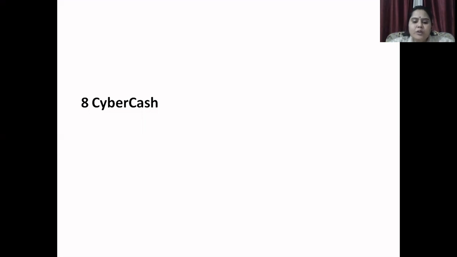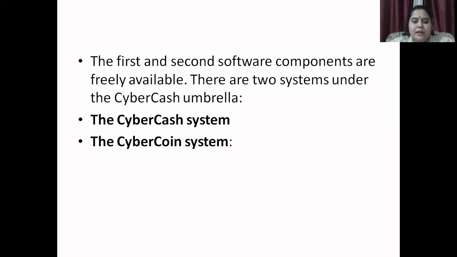There are two systems under the CyberCash umbrella. One is the CyberCash system and the second is the CyberCoin system. CyberCash is essentially a gateway to tie the internet merchant to the existing electronic payment system, to protect credit card transactions through encryption-based protocols, and is a postpaid payment system described later. The CyberCoin system is designed to define transactions and support micropayments.